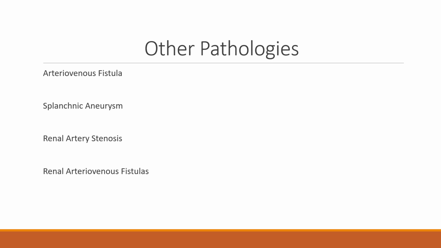Splanchnic aneurysms are aneurysms of the SMA, the hepatic or the splenic veins. Okay. And then renal artery stenosis. Renal artery stenosis is arteriosclerosis of the renal arteries. So they get stenotic, they get narrow, and they get stiff. And then renal arteriovenous fistulas, same thing. They can be congenital, they can be acquired, but they're going to be an abnormal connection between the renal artery and the renal vein.